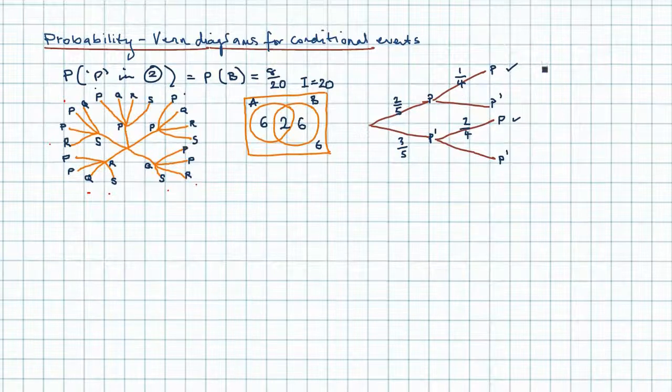So we multiply using the rule of multiplication, 2/5, so we're going along this pathway here now, times 1/4, and we're also adding this pathway here, 3/5 times 2/4. Okay, and that will give us 2 times 1 is 2, 5 times 4 is 20, plus 3 times 2 is 6, 5 times 4 again is 20. In other words, our answer is exactly the same as using the Venn diagram, just using a different method. 2 plus 6, which is 8, 20ths. Okay.